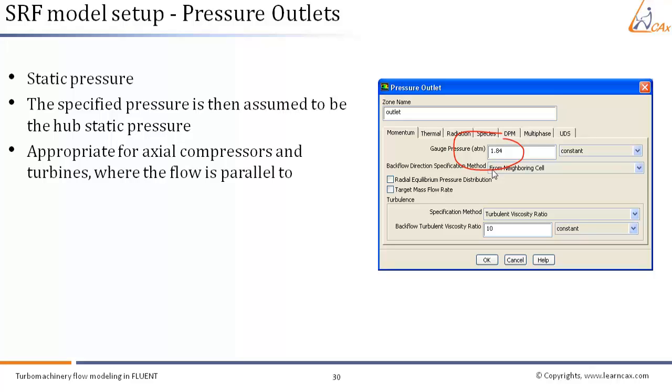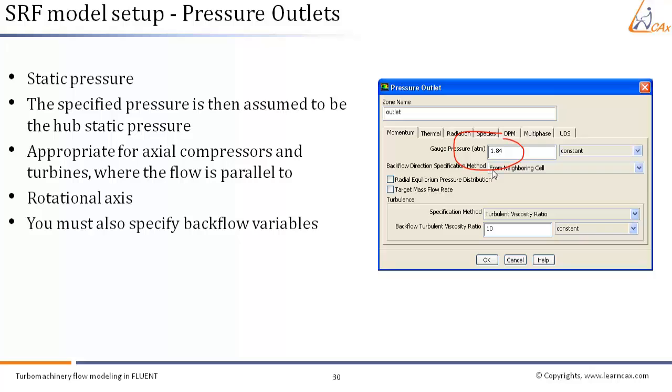This particular boundary condition of outlet is appropriate for axial compressors and turbines where the flow is parallel to the rotational axis. We must also specify backflow variables like total temperature, species, phase, mass fraction. Other options that are available are target mass flow rate and non-reflecting boundary conditions.